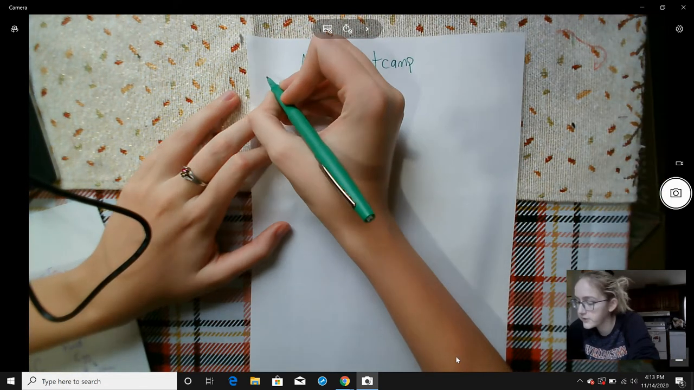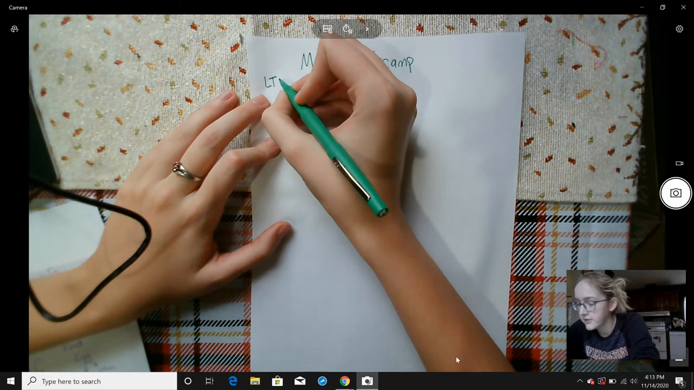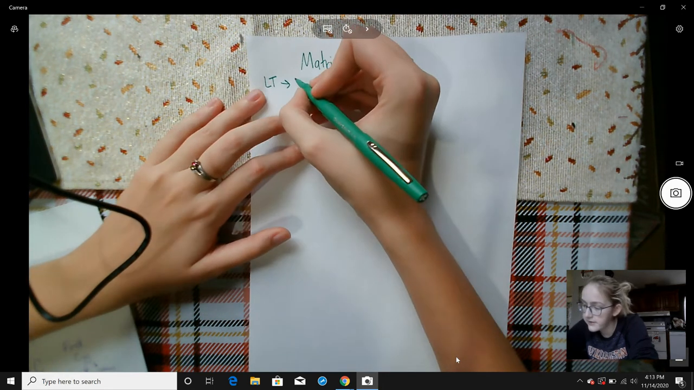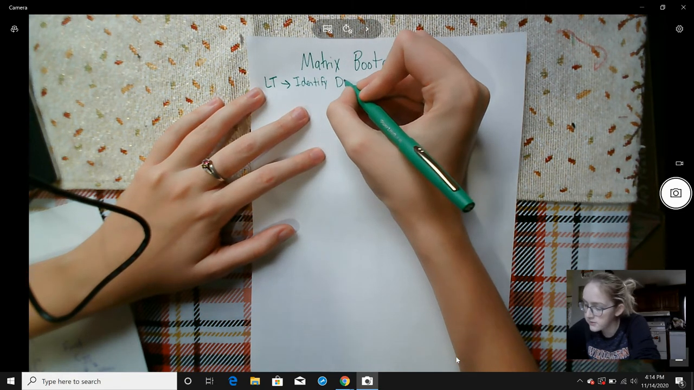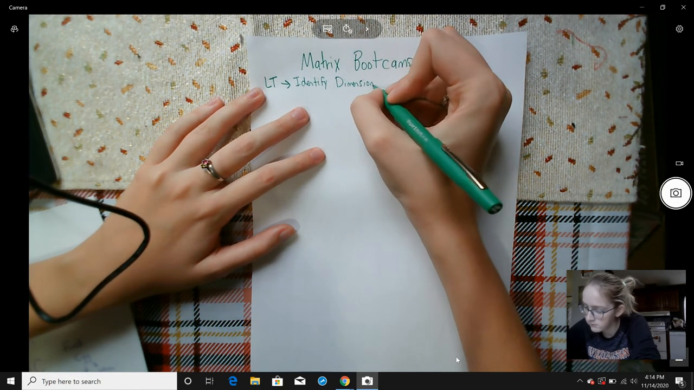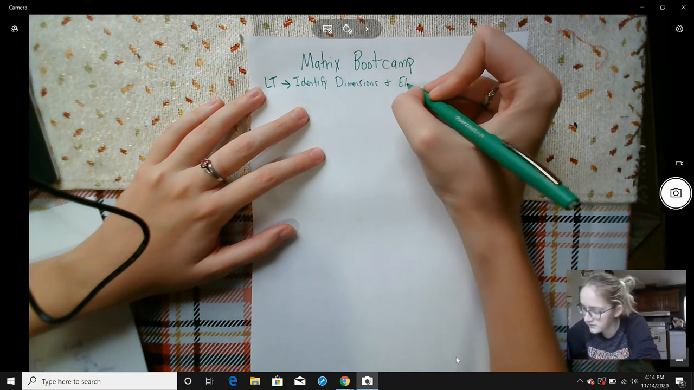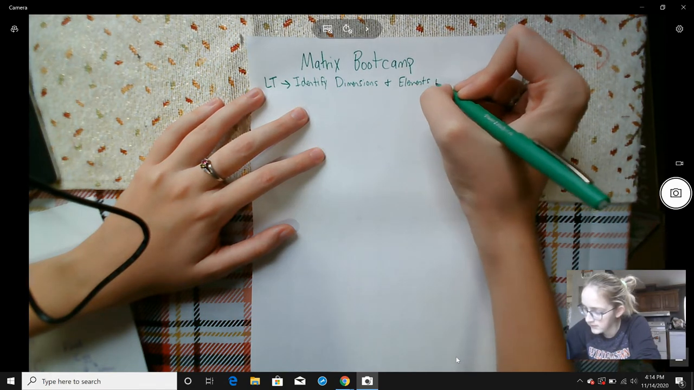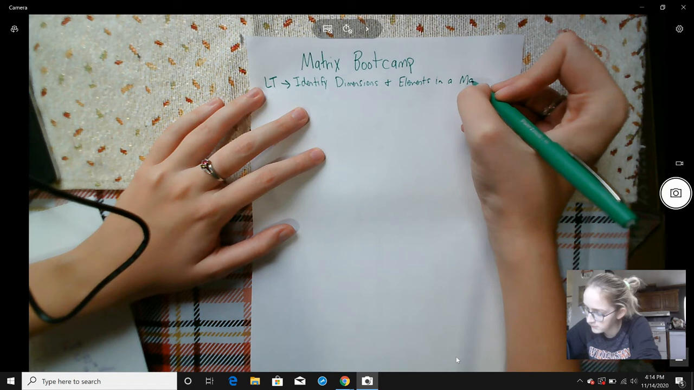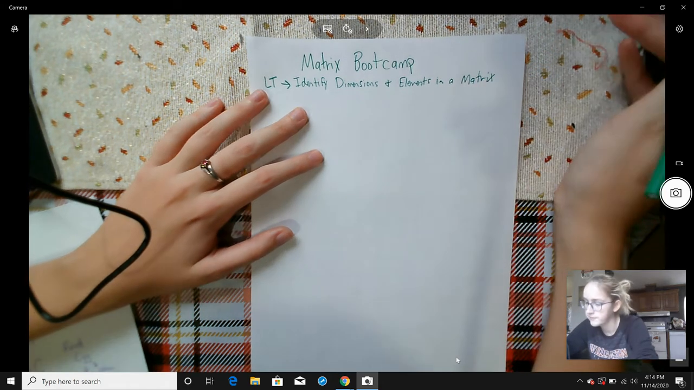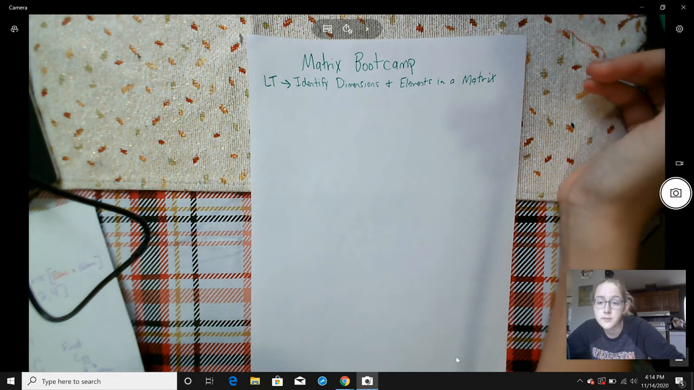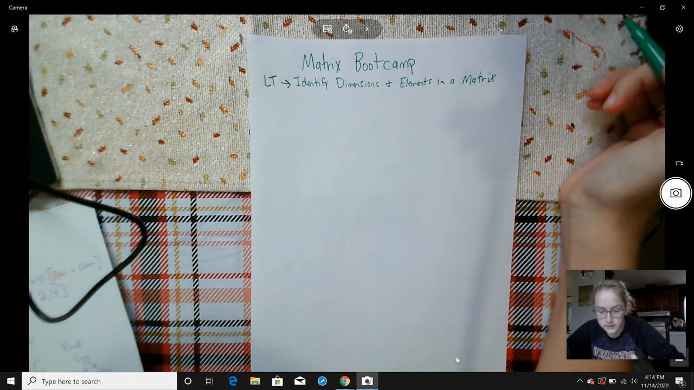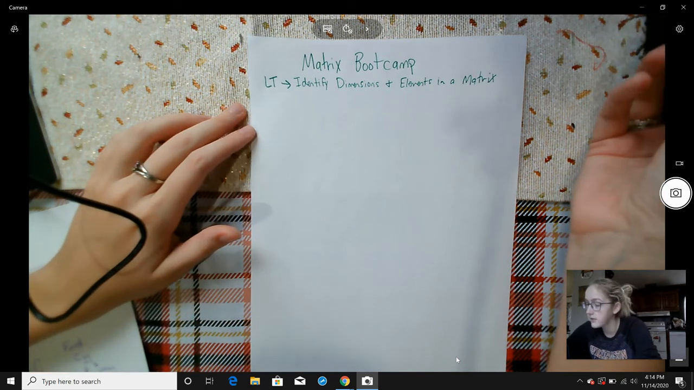So our first learning target has 2 parts. It is identifying dimensions and elements in a matrix. Identifying dimensions and elements in a matrix. If at any point in time you need to pause the video to get caught back up in copying something, please do. But the first thing we're going to talk about is dimensions.